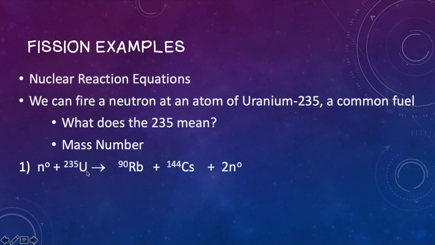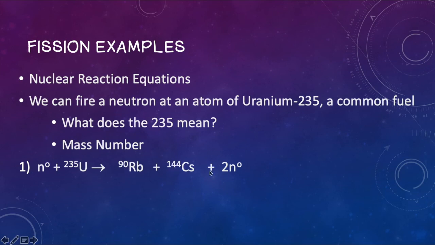And so if I take uranium-235 and I blast it with a neutron, what happens is these smash together and then this nucleus splits apart. And it might split into rubidium, which has a mass number of 90, and cesium, which has a mass number of 144, and then 2 extra neutrons. But take a look at this.